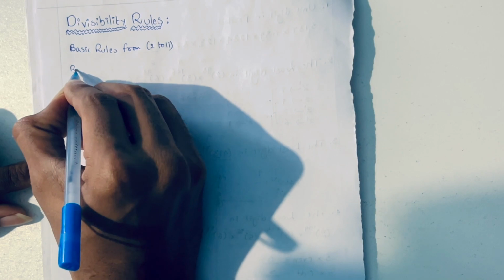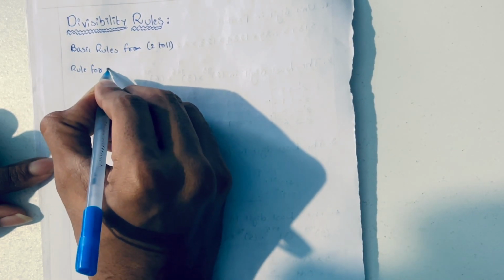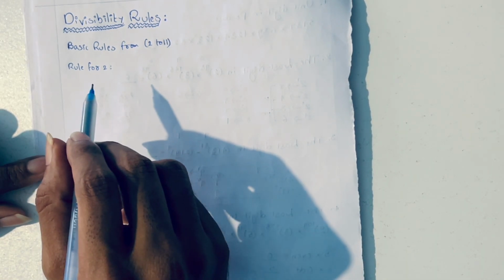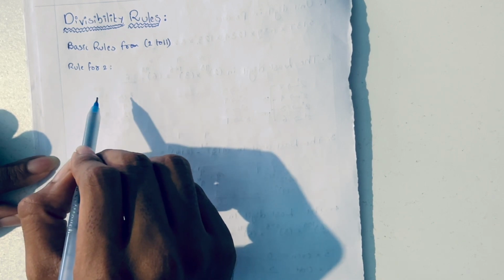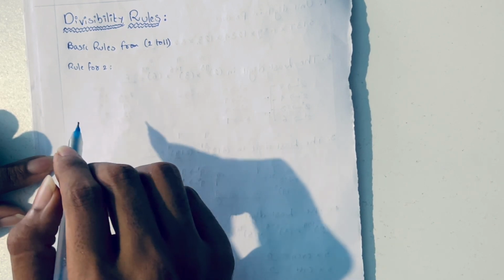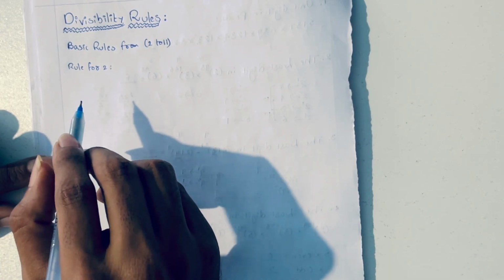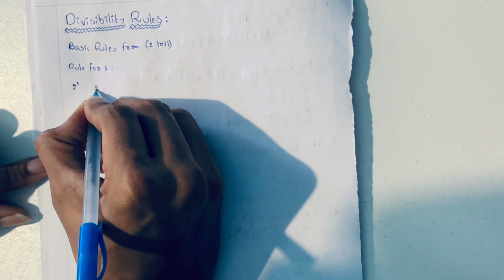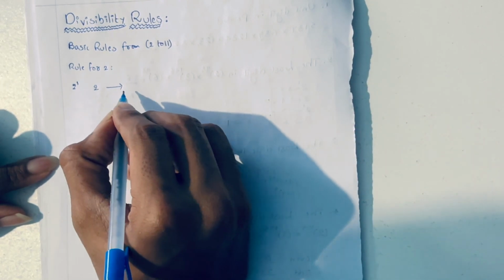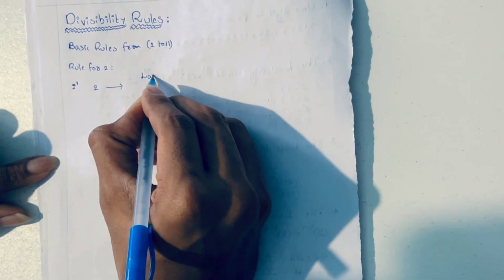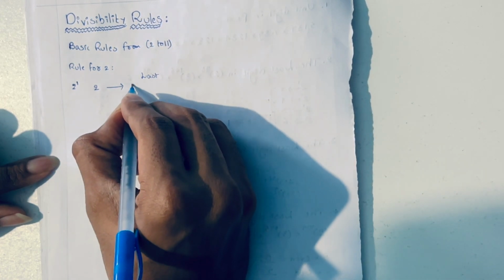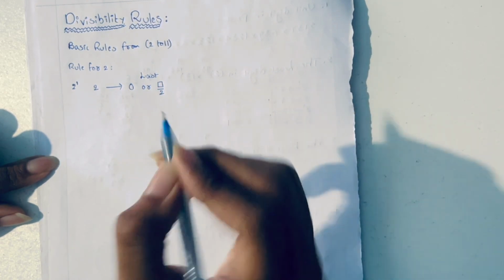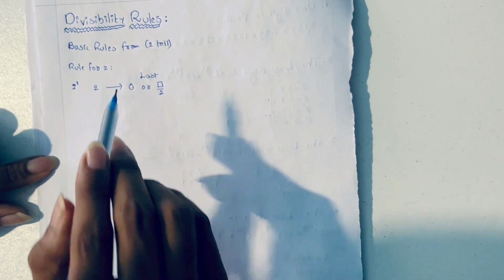First we are doing a divisibility rule for 2. Everyone knows if a given number is divisible by 2, that means it is an even number, the last digit would be even. We'll go in a different way in this video. 2 can be written as 2 power 1, that means if any number is divisible by 2, the last digit is 0 or the last digit is divisible by 2. That means the number is divisible by 2.